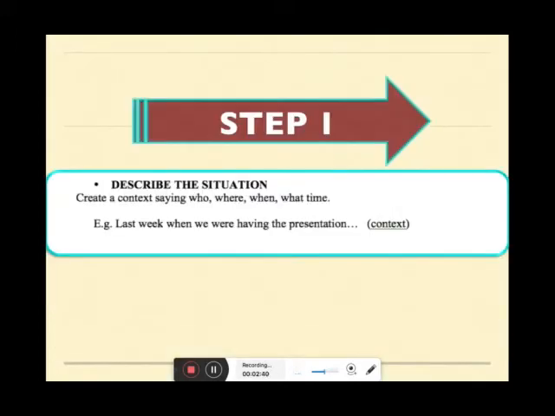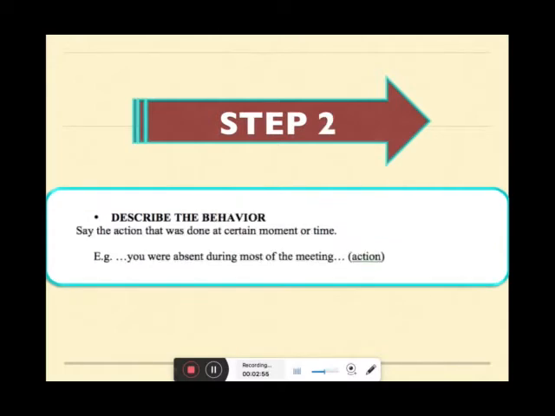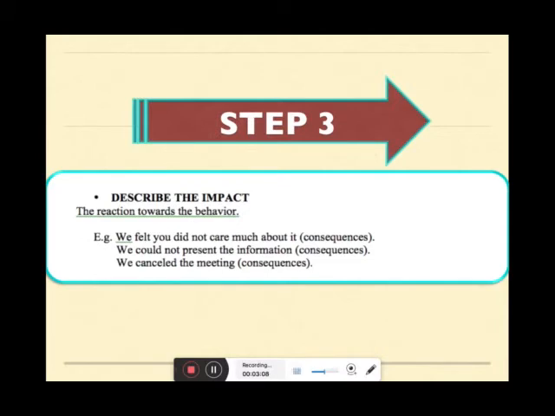Step number 1. Describe the situation. Create a context saying who, where, when, what time. Last week, when we were having the presentation, that's the context. Step number 2. Describe the behavior. Say the action that was done at a certain moment or time. You were absent during most of the meeting. Action. Step number 3. Describe the impact.